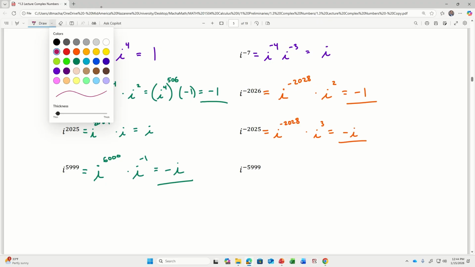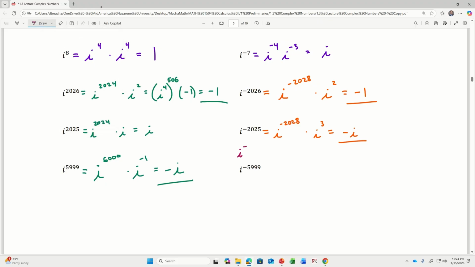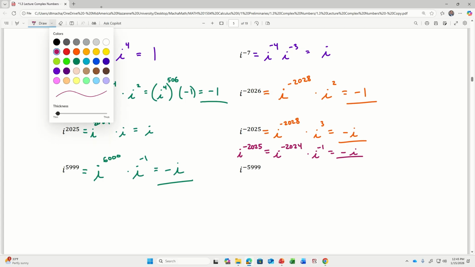Another way I could think about exactly the same question is I could say, well, what about i to the negative 2024? And then I would have to multiply by i to the negative 1. i to the negative 1, however, is also negative i. So you should get the same answer even working it different ways.